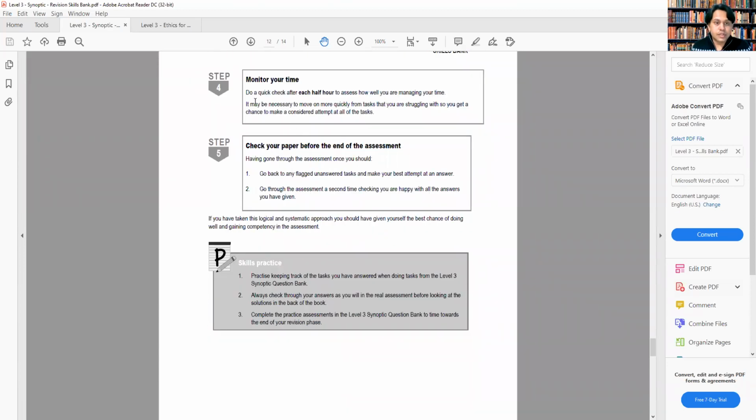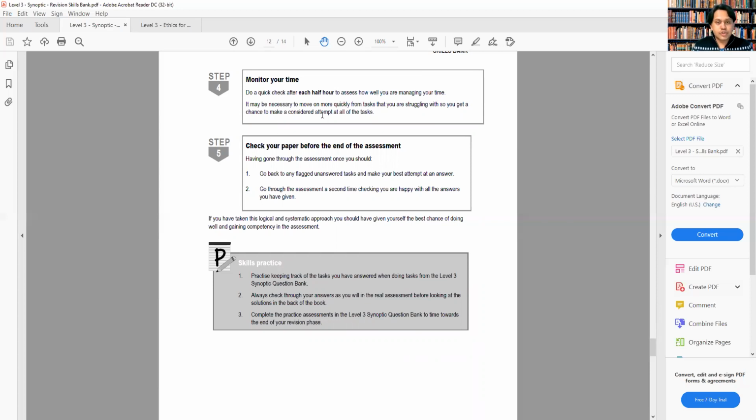Monitor your time. Do a check after each half hour. Every half hour, you make a check to assess how well you are managing your time. Once 30 minutes are gone, you see how many questions you have already done. If you are going with the flow, you are absolutely fine, because you still have enough time to do the rest of the questions, so you don't have to worry. But if you see that you already spent half an hour and have done only one question, and you are supposed to have done three, then you need to understand you are two questions behind. So if you need to take the pressure, take it from the very beginning, because it will be helpful. Otherwise, at the end, with half an hour left, you see there's a lot of things left, and that will give you a lot of headache.